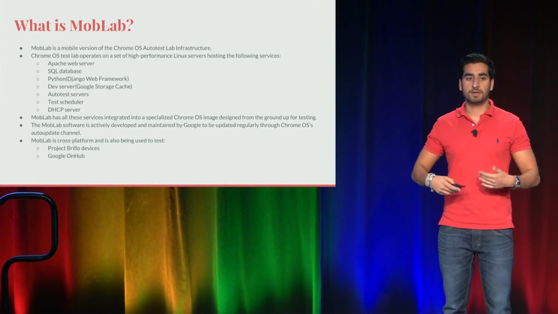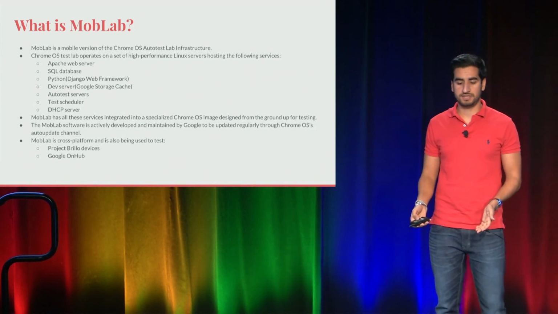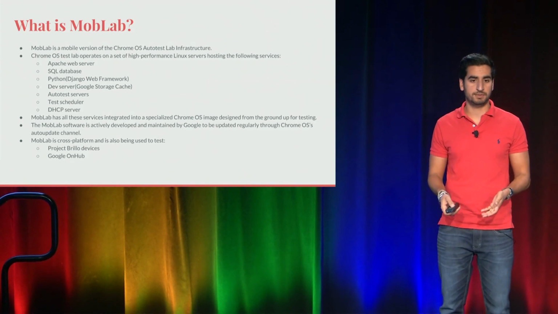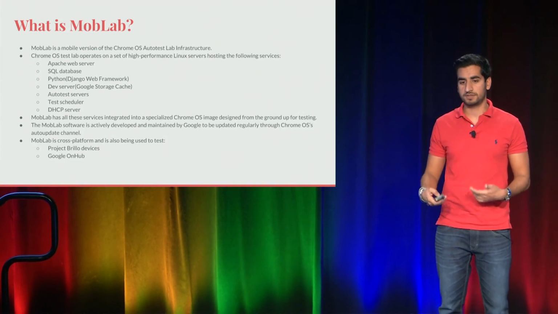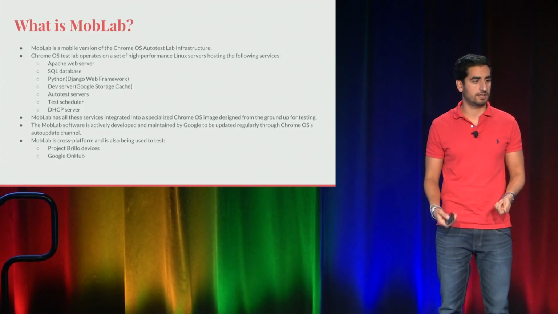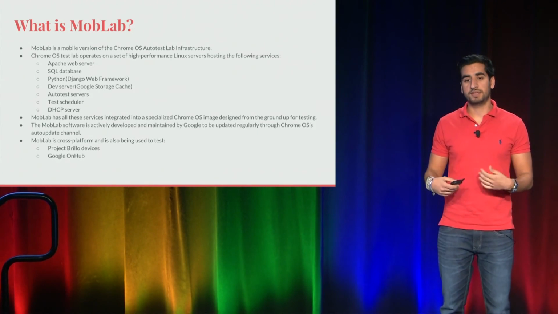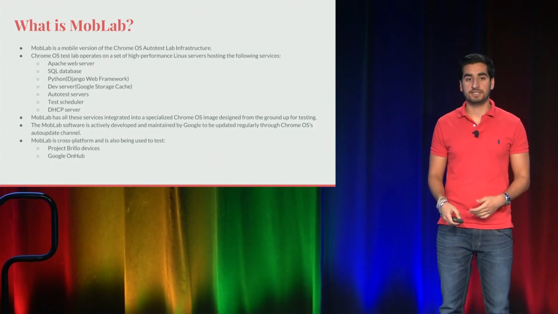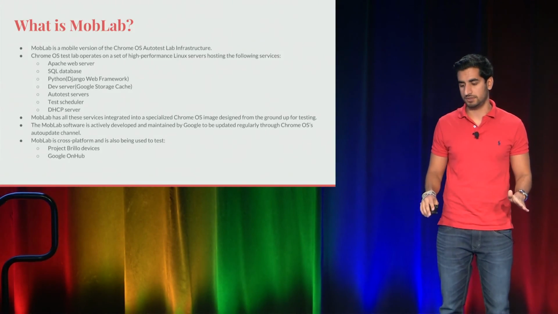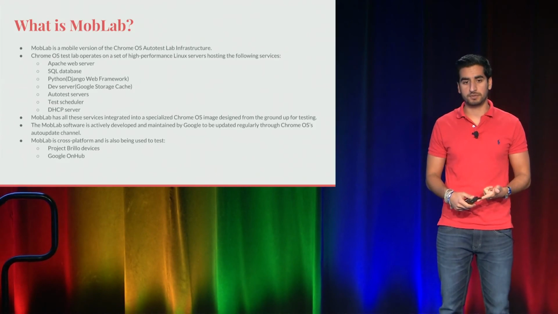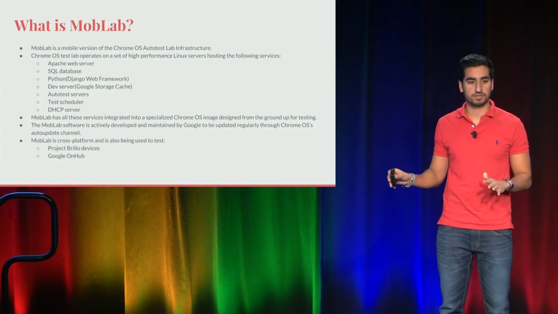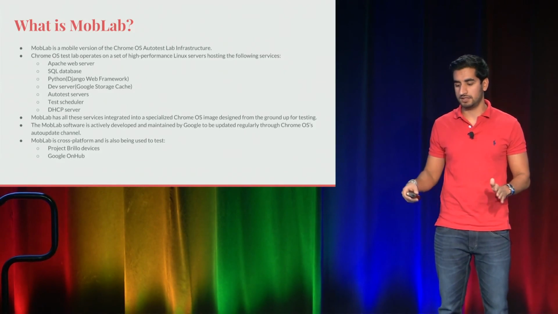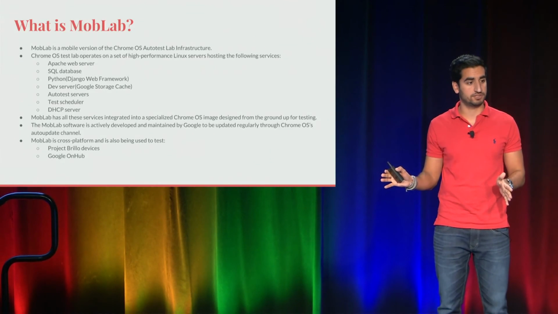So what is Moblab exactly? Essentially what we did is we took the basic Chromebox image and installed all the different servers and services we required to run our lab infrastructure. From there, we added all the logic to initialize and configure everything correctly to make it as simple as possible. This includes the Apache web server with the web interface, the same database structure that we use, Python, and the dev server code so they can download images from Google Storage.